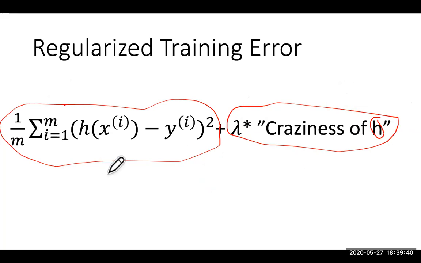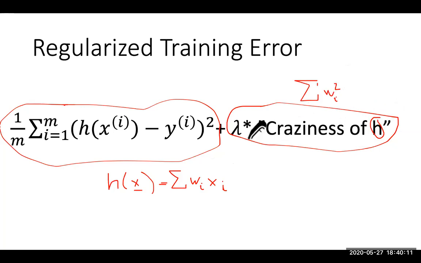So one example, if we use a linear predictor with a feature vector, so we use the sum of w_i times x_i, one example that measures the craziness could be the sum of squared weights. So the sum of squared weights could be a measure for the craziness of the function.